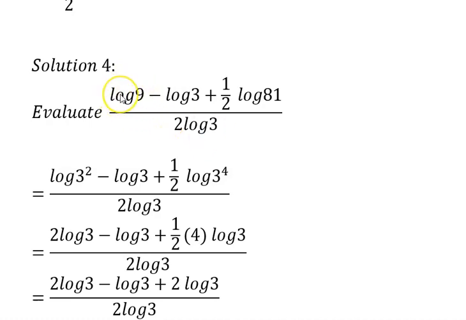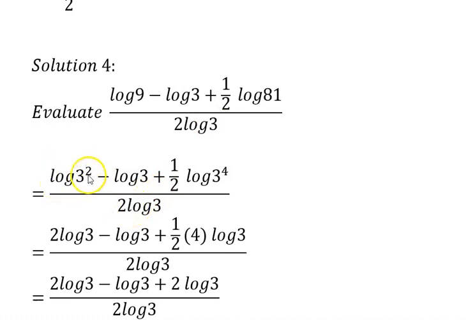Log 9, because we have 9 here. 9 is still the same thing as 3 raised to power 2. This is it. Minus, we can't split 3, so let's just leave it. 1 over 2 is here. 81 can give us 3 raised to power 4. Beautiful. Over 2 log 3. Nothing can be done to this one, so we'll leave it here.